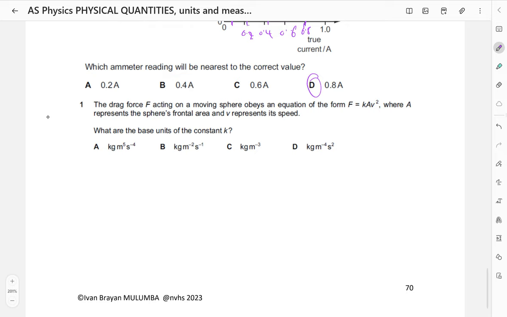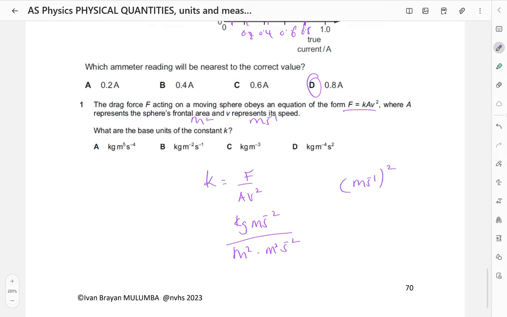The drag force F on a moving sphere obeys the equation F is equal to KAV squared, where A is the sphere's frontal area, so A is in meters squared. V is speed, so it is meters per second. What are the base units of the constant K? So K is going to be equal to F over A times V squared. So the units: F is kilogram meters per second squared. Area is meters squared. V is meters per second, but this is squared.